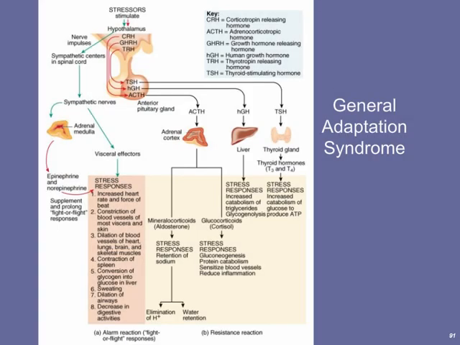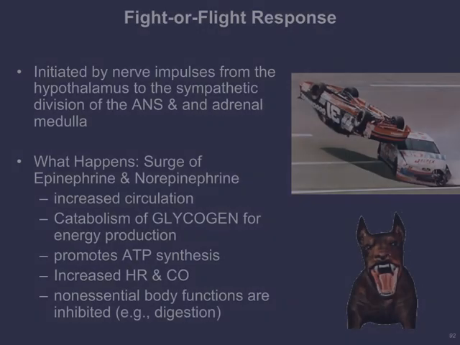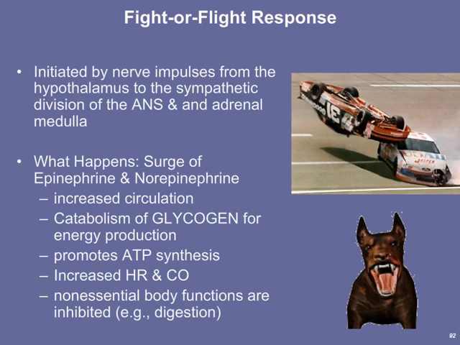This slide shows an overview of the processes of the general adaptation syndrome. The first step of the general adaptation syndrome is something called the fight or flight response. This is initiated by nerve impulses from the hypothalamus directly to the adrenal medulla. Because the adrenal medulla is hardwired to the brain, this happens very, very quickly. Basically, nerve impulses stimulate the medulla to release massive amounts of epinephrine and norepinephrine.